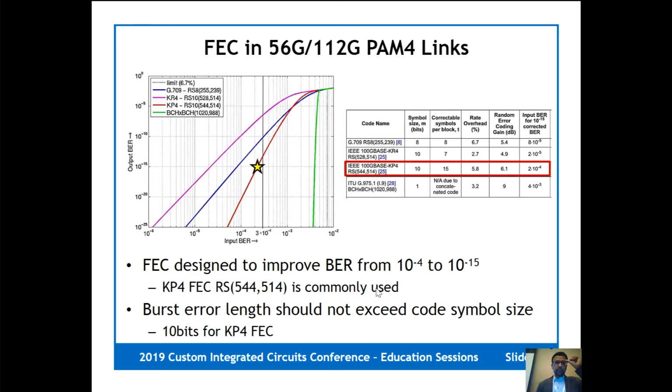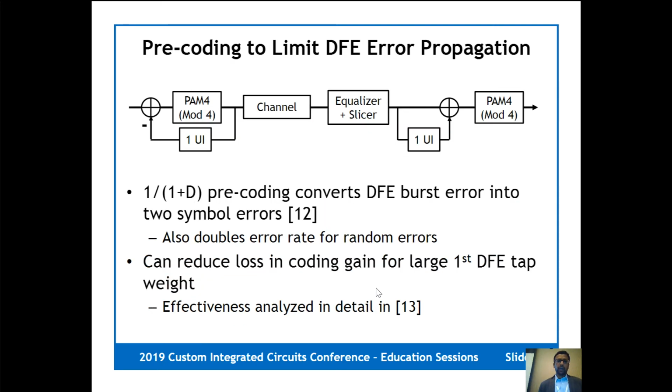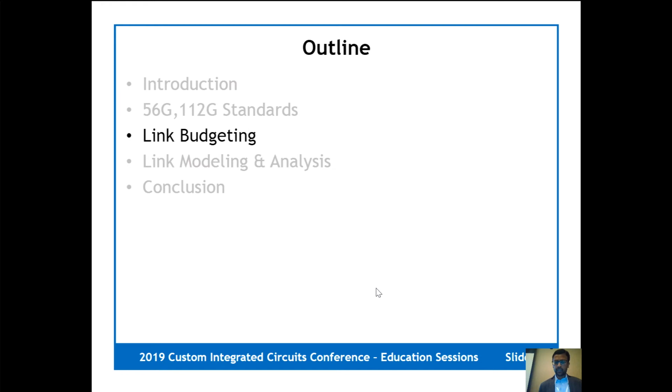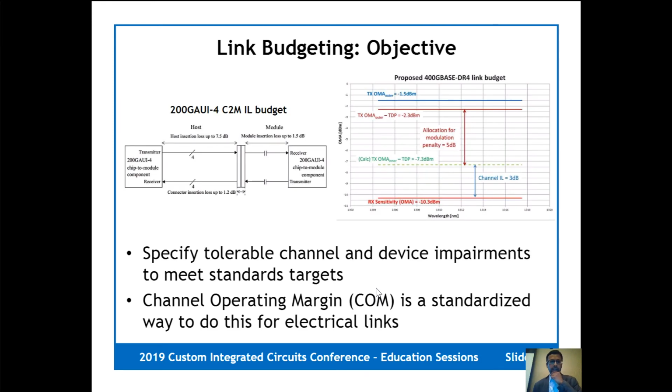Okay, so in the interest of time, I will skip over the next 2 slides, which essentially talk about commonly used FEC in these optical links in order to get the bit error rate improvement, and the DFE pre-coding method in order to limit the error propagation problem here. But there are references that delve into this in more detail if you're interested. So let's move to link budgeting.